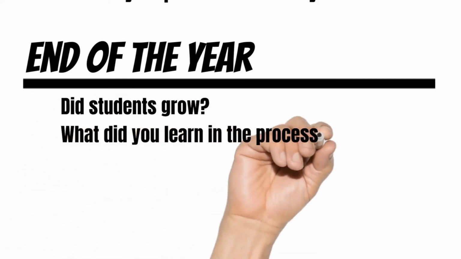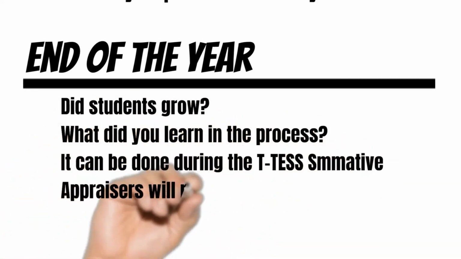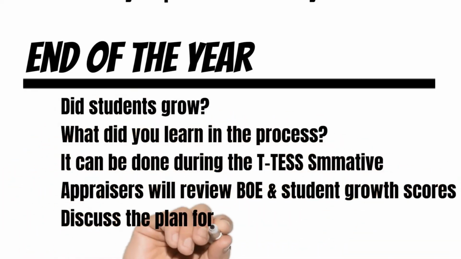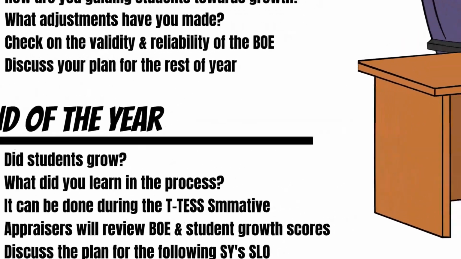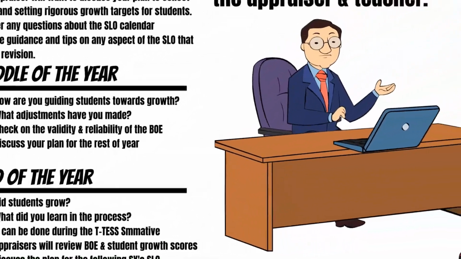And finally, the end of school year conference. Be prepared to answer the following questions. Did students grow? And what did you learn in the process? This end of year conference can be done at the same time as your T-TESS summative conference. Appraisers will review your final body of evidence and your final student growth scores. Finally, you will discuss your plan for the following school year's SLO.